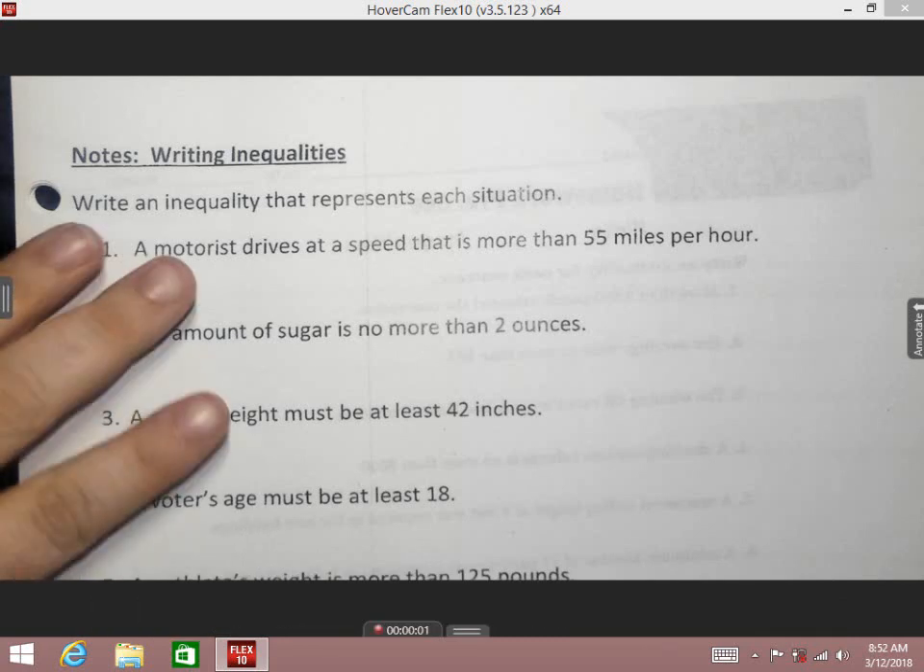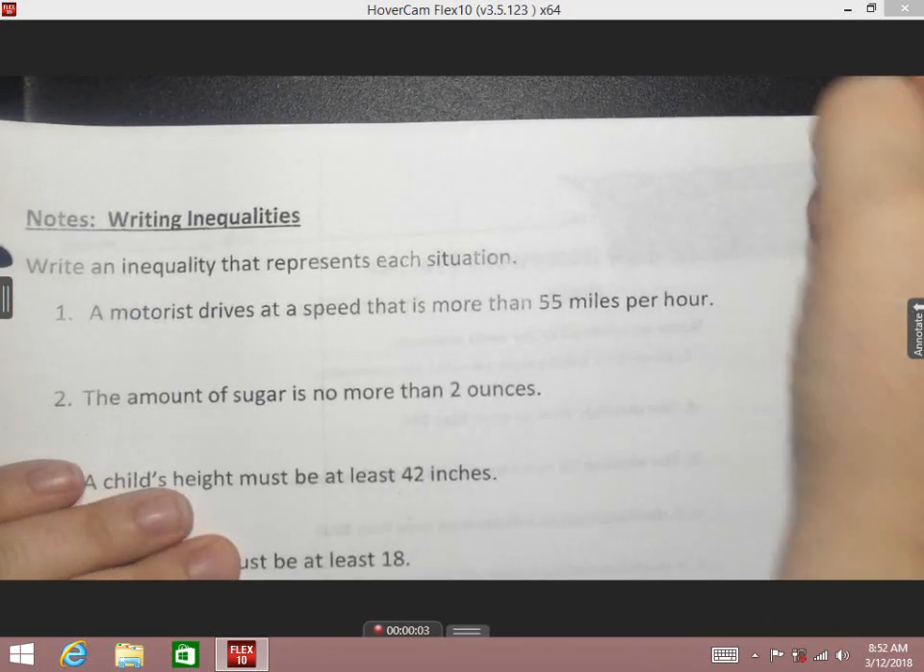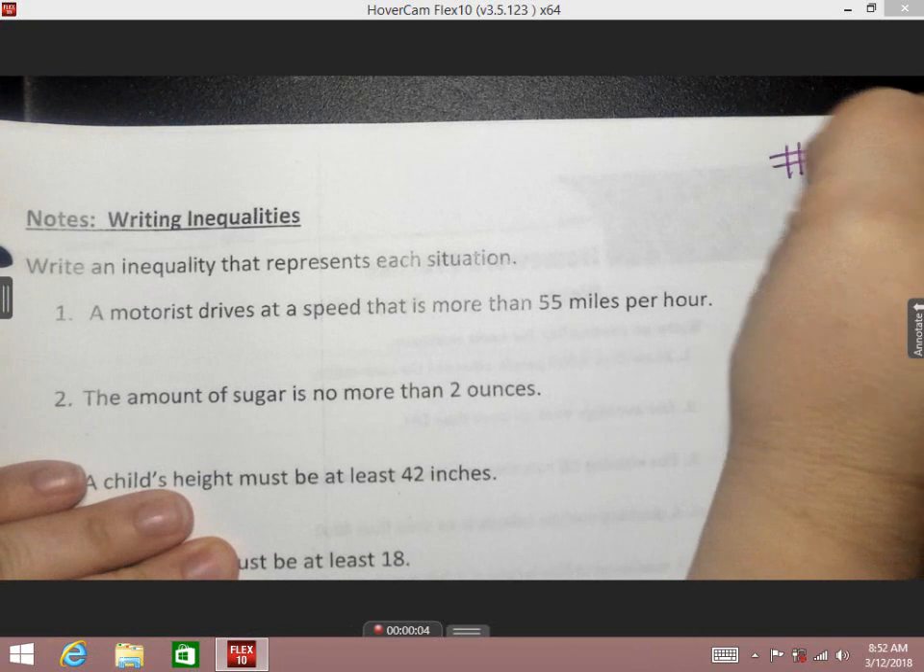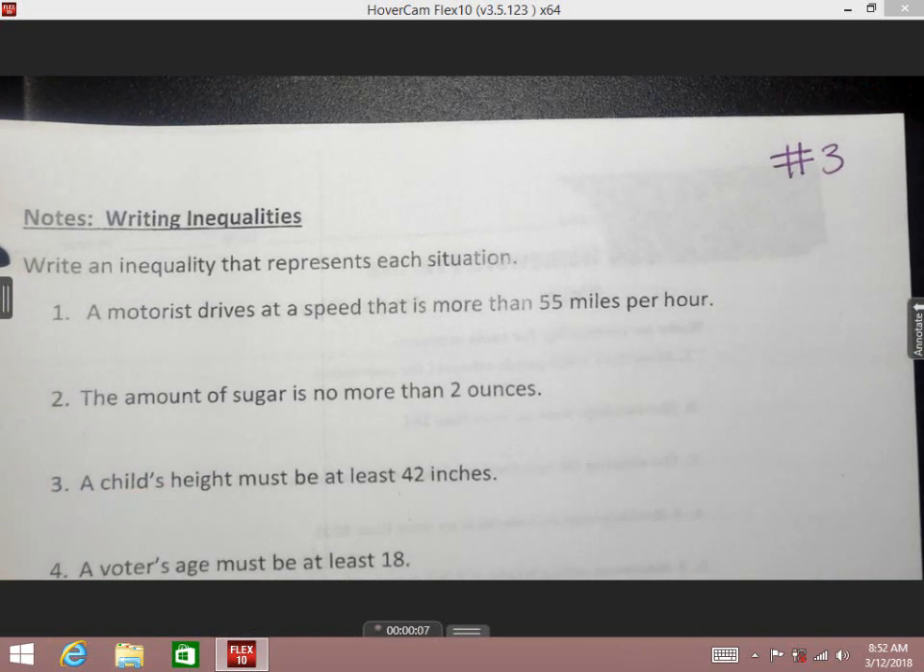All right. So today, please make sure we're numbering this number 3. Number 1 was simplifying expressions. That will be on our test Friday. Number 2 was solving equations. That will be on our test Friday.